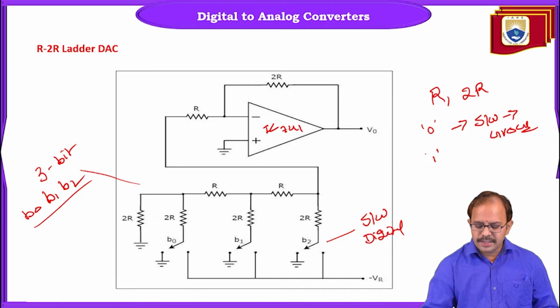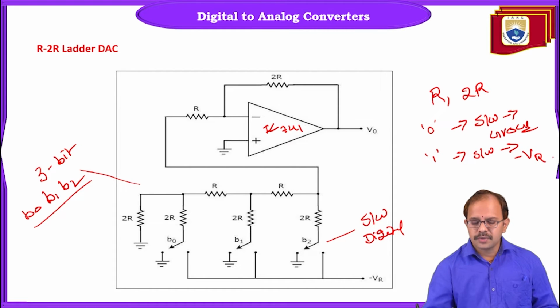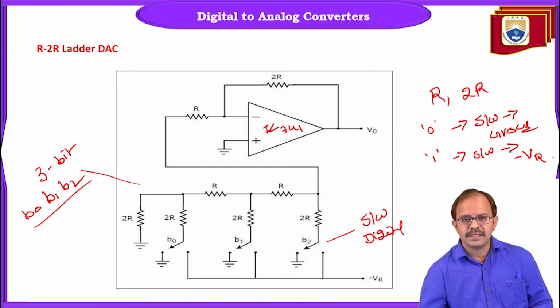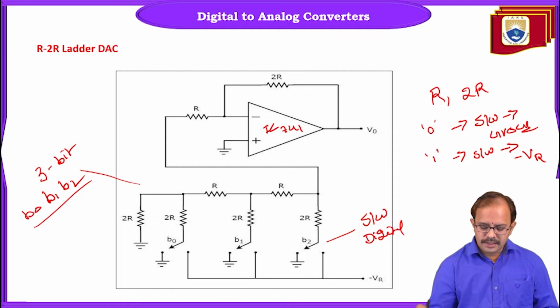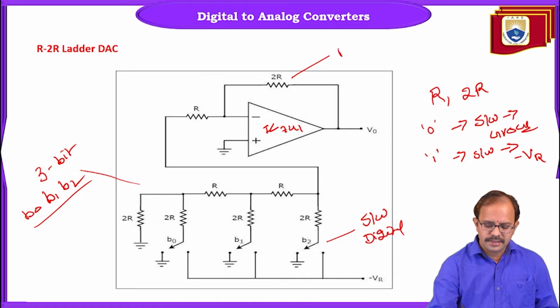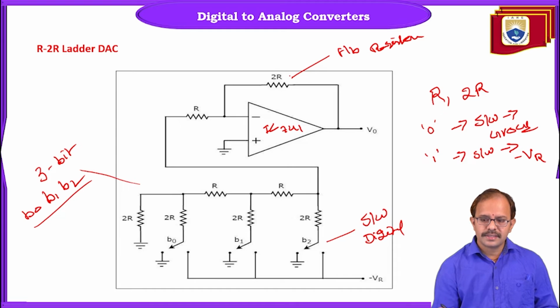If the incoming binary data is 1, then the switch will be connected to the reference voltage. Here we are using a negative reference voltage, that is minus VR, right? And the output is obtained across the output terminals through a feedback resistance, having a value of 2R. So this is an illustration for 3-bit operation.